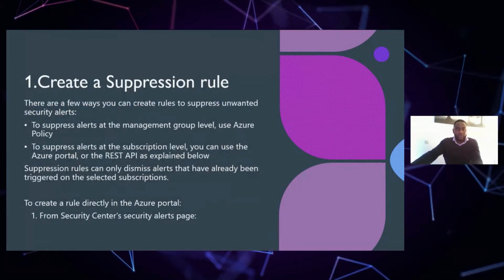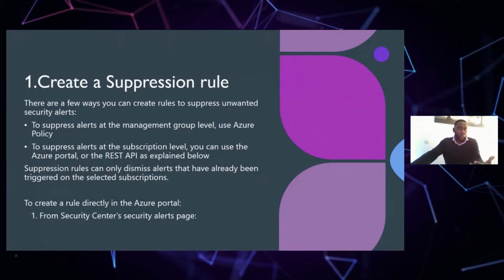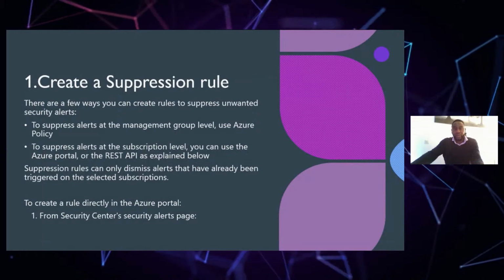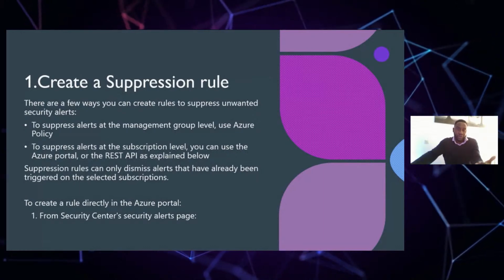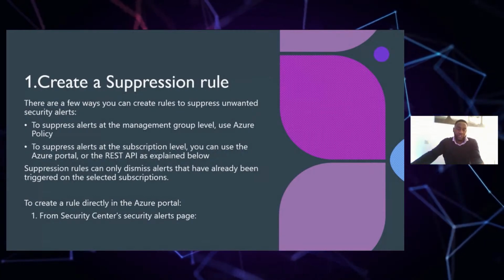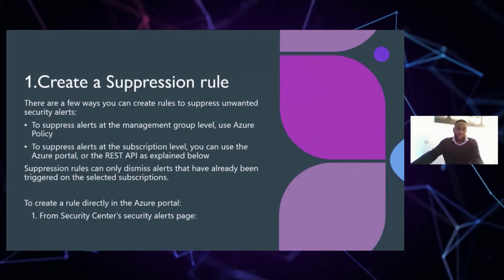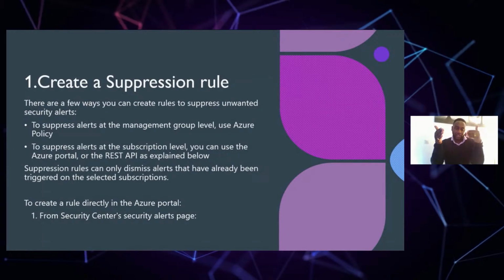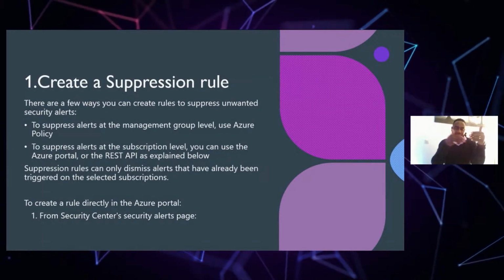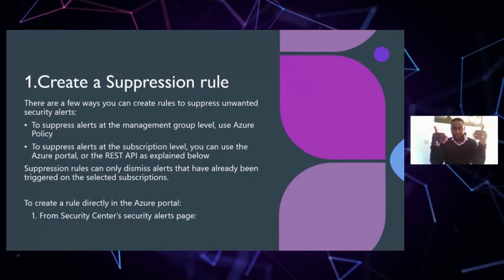So first, we have to look at how to create suppression rules. There are two ways. You can use the REST APIs, or you can use the GUI interface of the Azure Security Center to create that. Basically, it's just to look first at the Azure Security Center recommendations, and then look at those alerts you think are false positives.